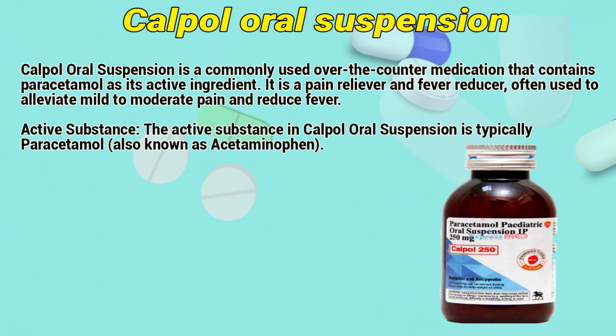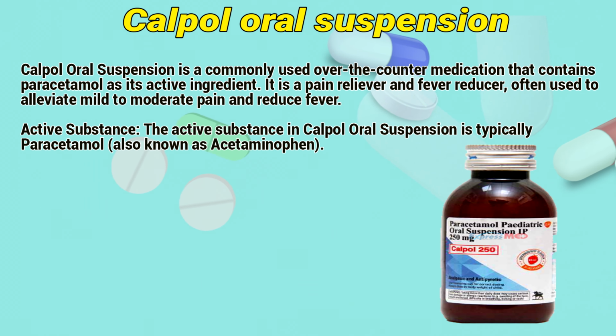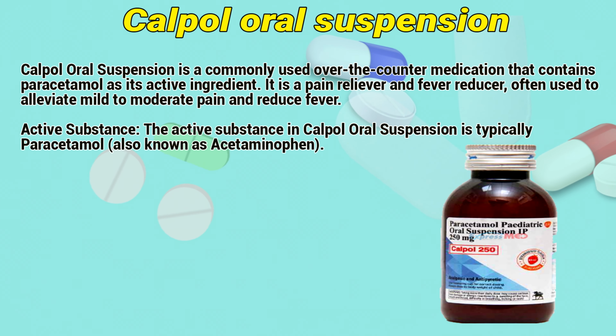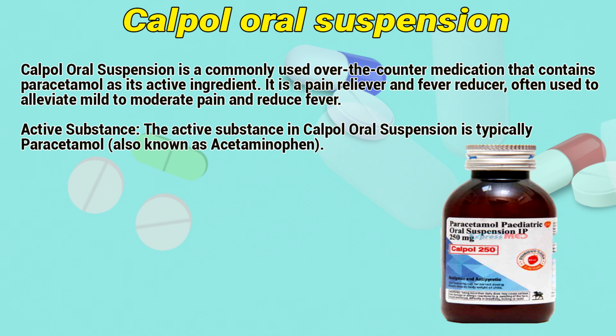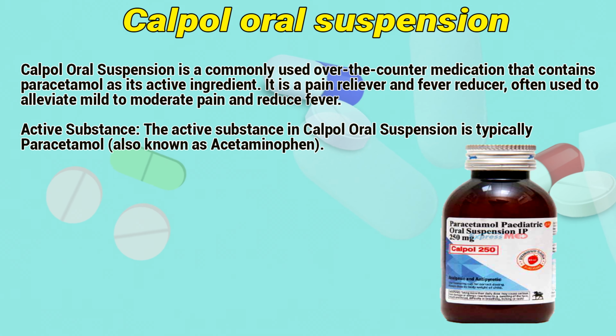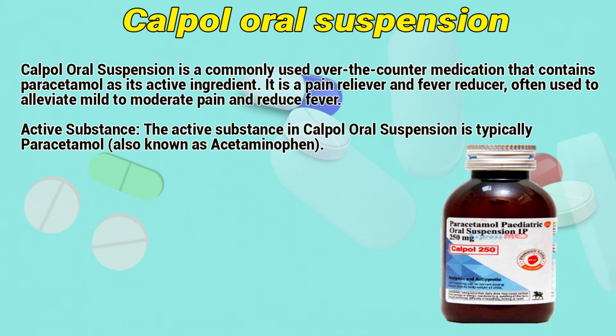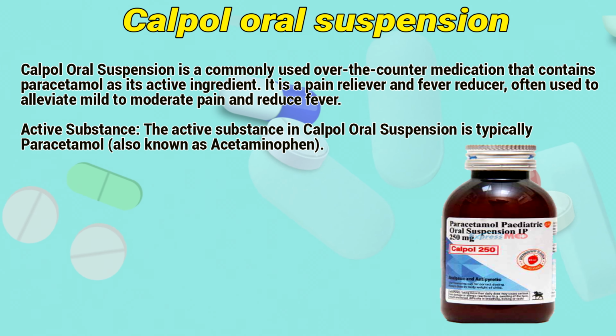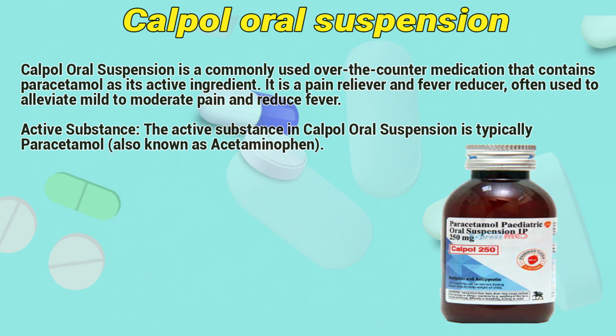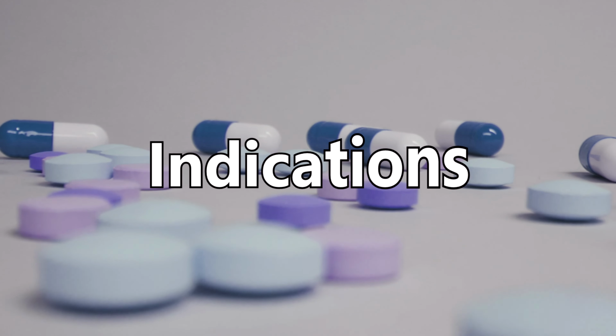Calpol Oral Suspension is a commonly used over-the-counter medication that contains paracetamol as its active ingredient. It is a pain reliever and fever reducer, often used to alleviate mild to moderate pain and reduce fever. The active substance in Calpol Oral Suspension is typically paracetamol, also known as acetaminophen.